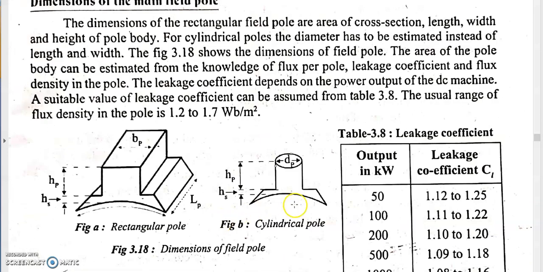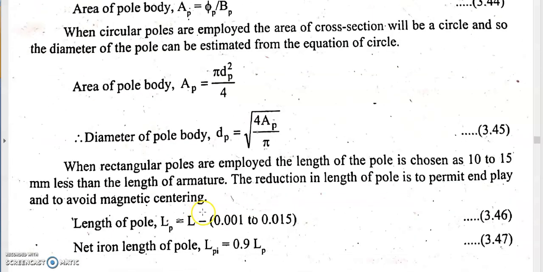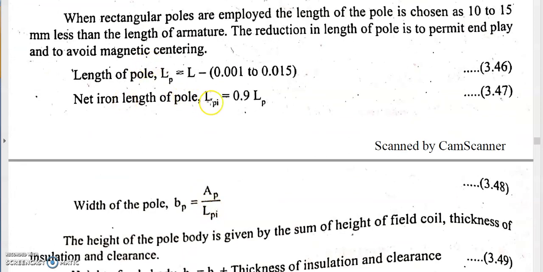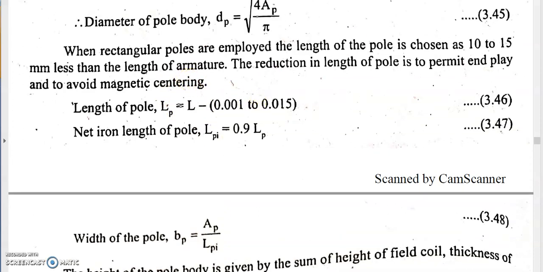See here, if it is circular, only this diameter is sufficient, but if it is a rectangular pole, we have to calculate two more dimensions, that is the width of the pole BP and the length of the pole LP. The length of the pole we are calculating from the main dimension of the armature. So L is the main dimension of the armature. From that we have to subtract 10 to 15 mm, so that we will be getting the length of the pole.